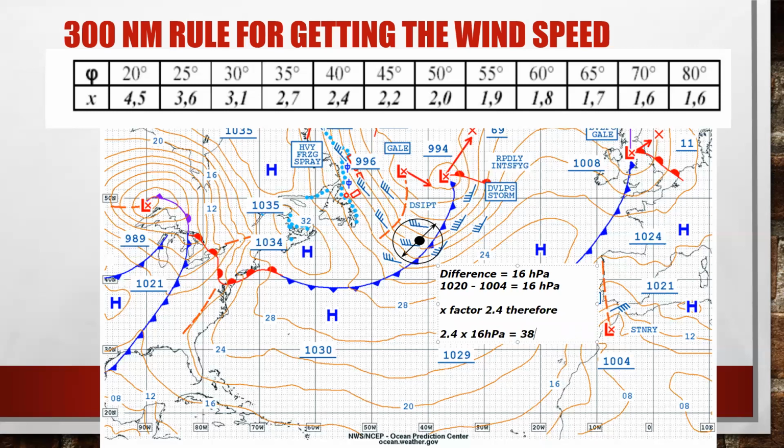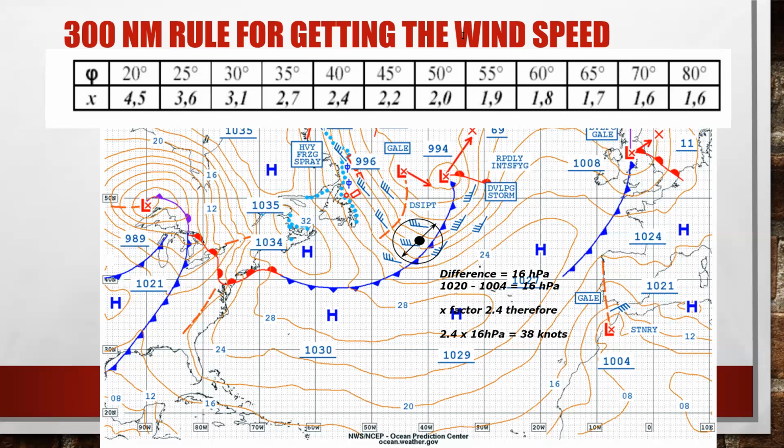And what is given here in the chart is actually 40 knots wind speed here, and 35 here. So in between, the 38 knots wind speed is good. We can see now that this rule is working, and that I can take with this rule any part where I would like to get the wind speed. I can get this wind speed by using the 300 nautical mile rule.